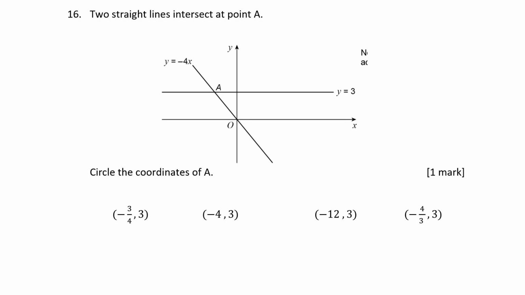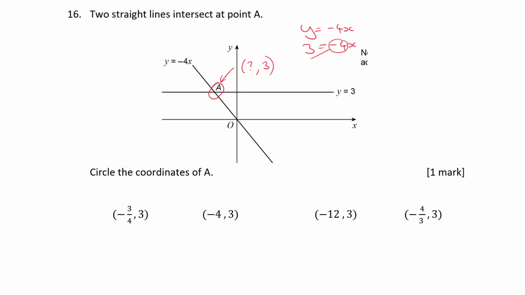Question 16. Two straight lines intersect at a point A. It's there, look. Circle the coordinates of A. So we've got the graph y equals minus 4x, and we've got the line y is equal to 3. The point there is going to have the same y coordinate, y is equal to 3, so it's something, comma, 3. We need to know what the x coordinate is when y is equal to 3. So if y is equal to minus 4x, and y is equal to 3, then we've got 3 is equal to minus 4x.